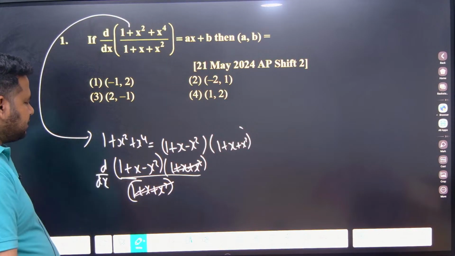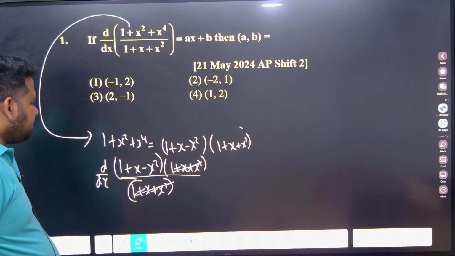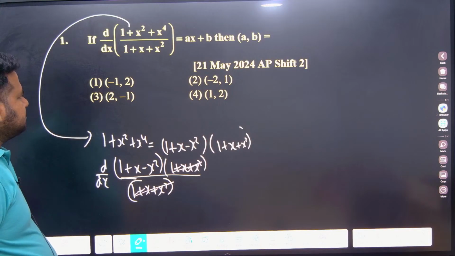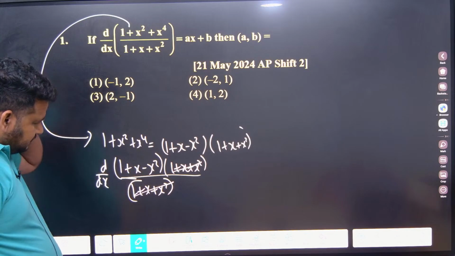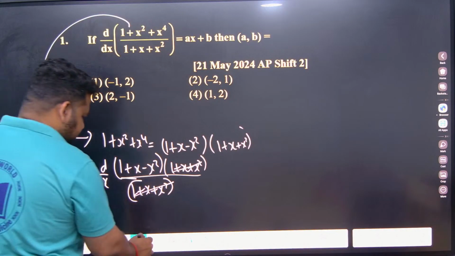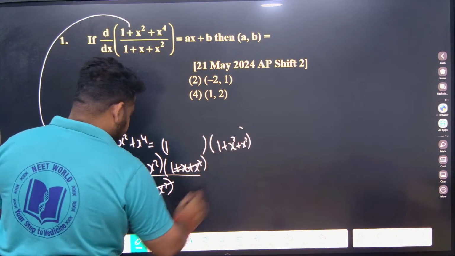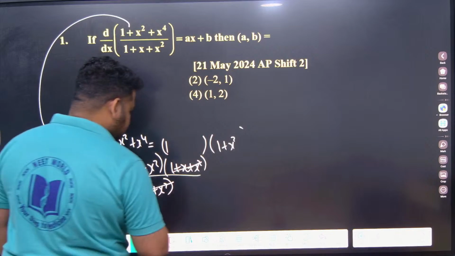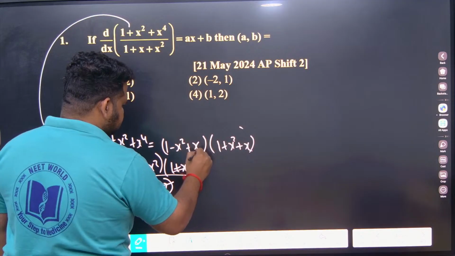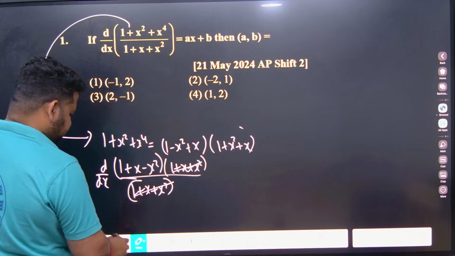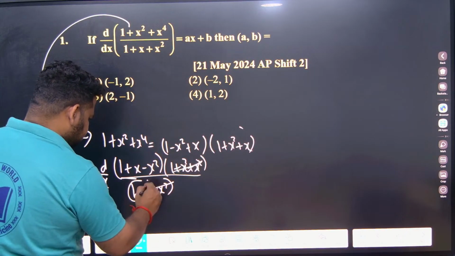D by dx of this is what? Derivative of 1 is 0. Derivative of x is 1. So here we will have 1 plus x square plus x, and this will be 1 minus x square plus x. So 1 plus x square plus x.